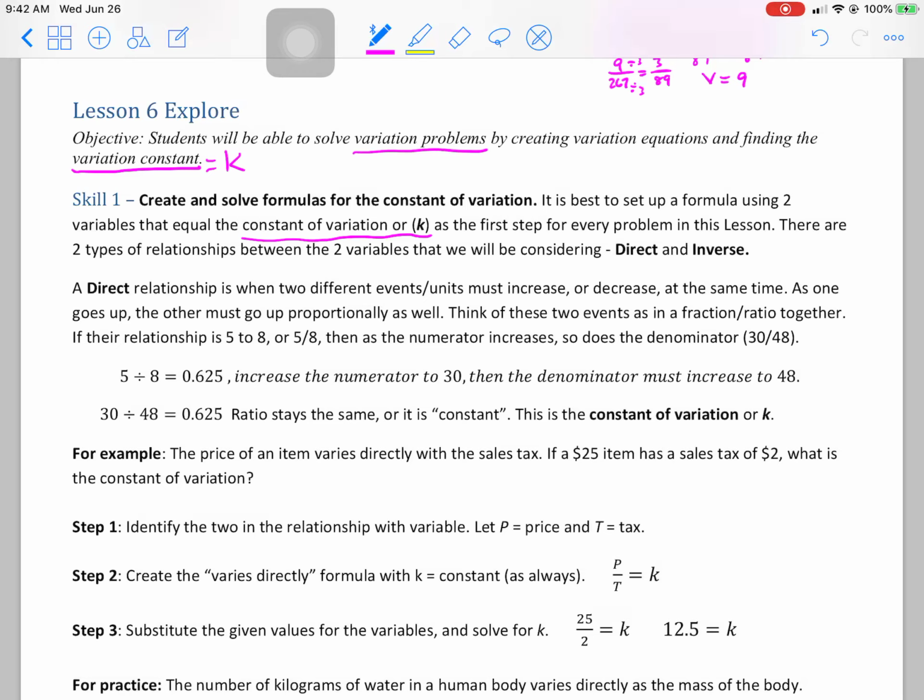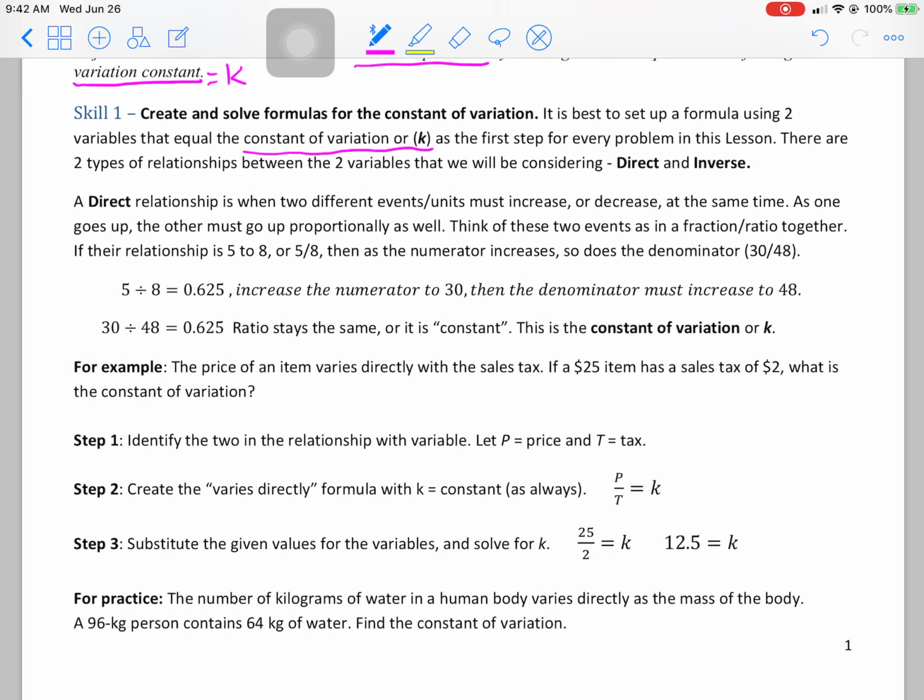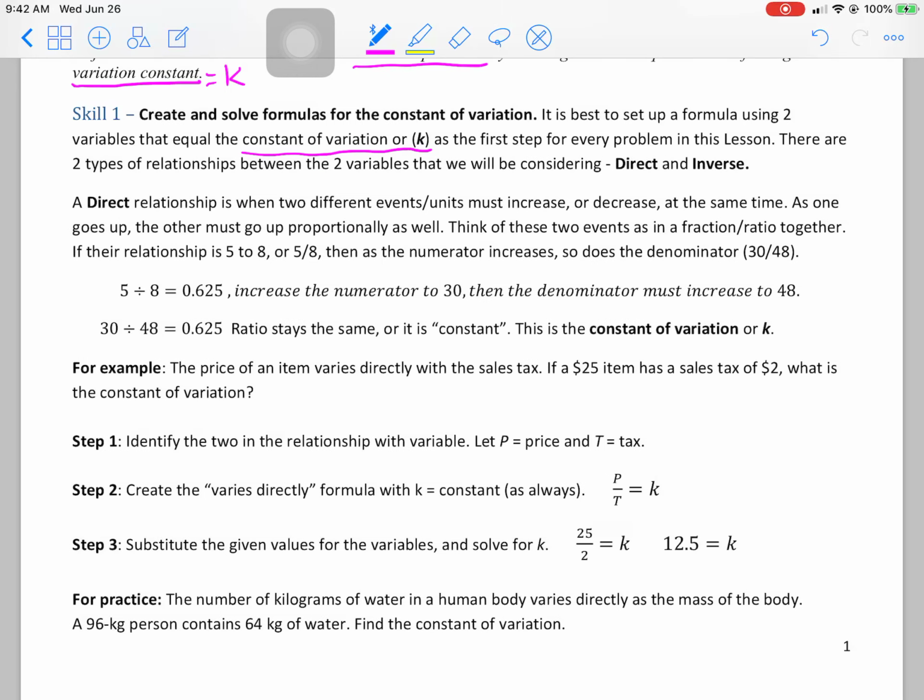All right? Once you find K, you can use it to do other things. So step 1 for us is going to learn how to find K. I think people run into trouble when they don't keep that in mind. They want to go right to the problem where it gets the part of the answer, but to do it consistently correctly, you really need to find K first, okay? So there are two types of relationships between these two variables, direct and inverse.